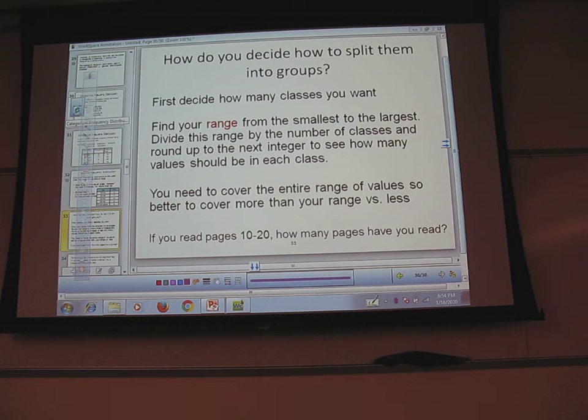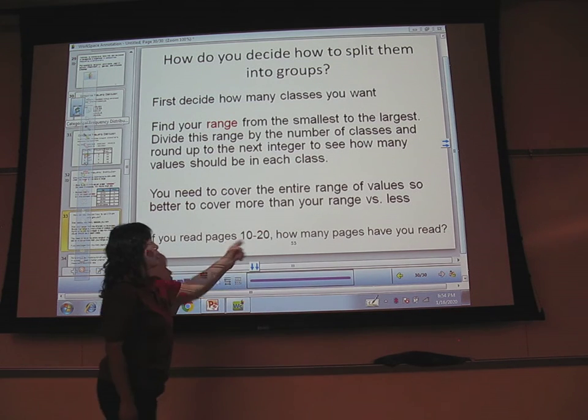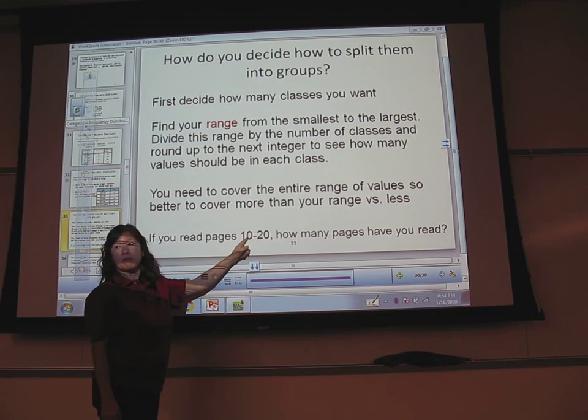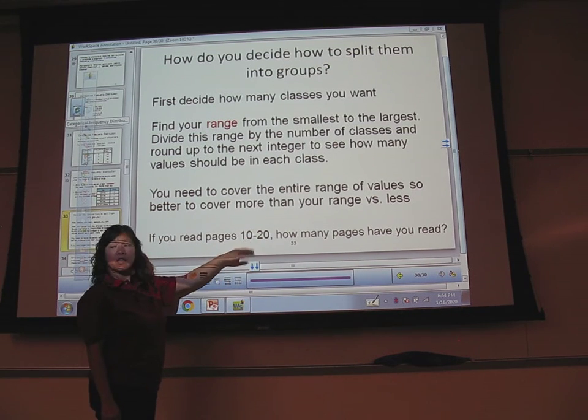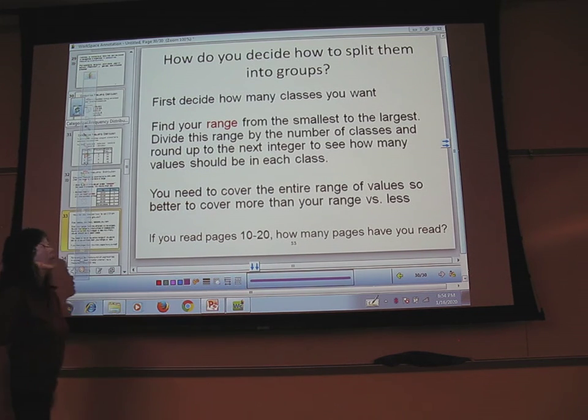That's 10 pages. 20. That's 11 pages. Why? Because from 10 up to 20, but not including 20, that's 10. But once you include 20, that's one more. So your range, if you're talking from here to here, the range is really that minus that. That's how you find a range. You take the highest and you subtract the lowest. And then to figure out how many there are, you have to add 1 to that, to whatever that is.